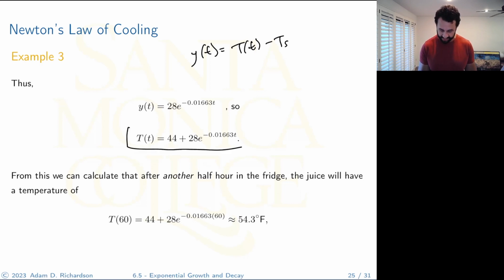Okay, so now that we have this temperature model, we can compute what the temperature is going to be after another half hour. So after another half hour, the amount of time that will have passed will have been 60 minutes. So we can plug that into our model here and then approximate it with a calculator, and we get 54.3 degrees Fahrenheit. So after another 30 minutes, it'll have dropped down to about 54.3 degrees Fahrenheit.